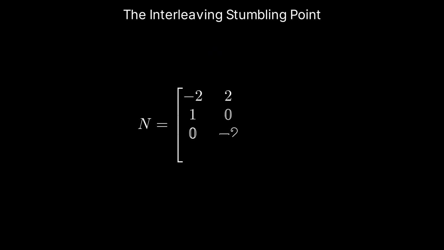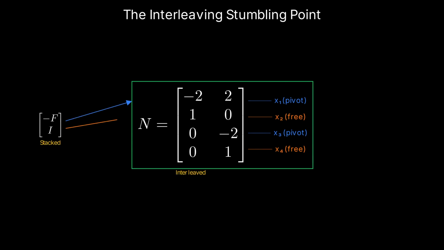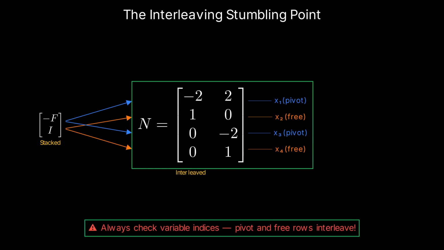That is how we get N equals the matrix with rows negative 2, 2, then 1, 0, then 0, negative 2, then 0, 1. Always track which variables are pivot and which are free. The formula only works when you slot entries into the correct positions.